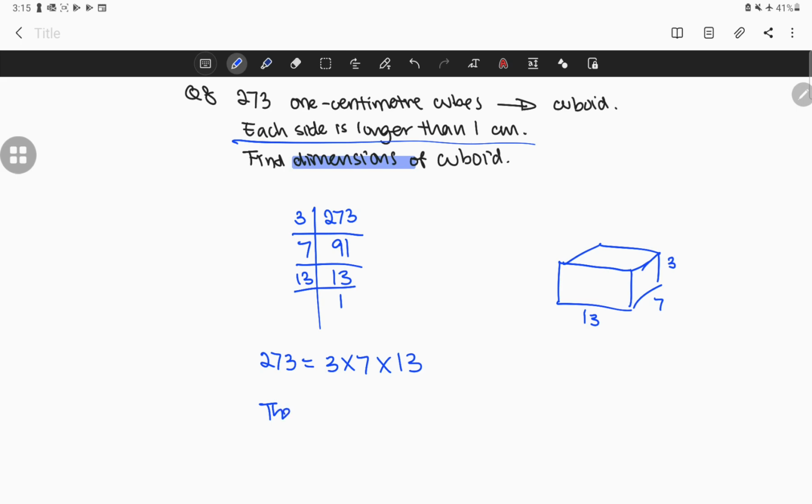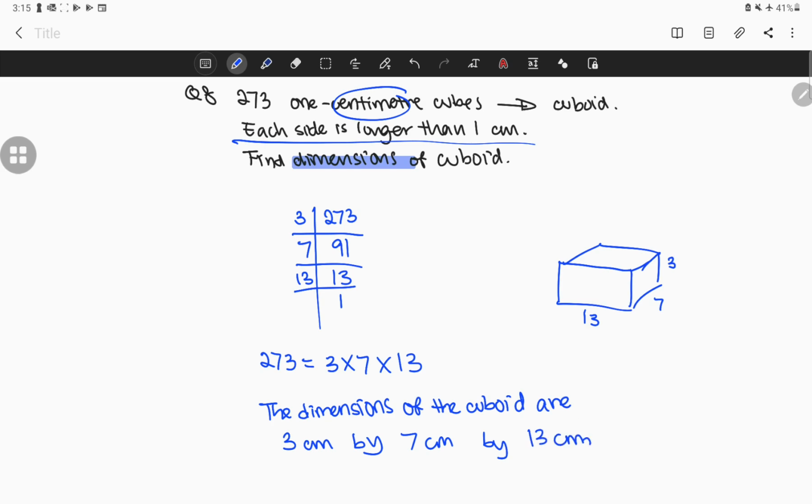Okay, we need to say the dimensions of the cuboid are 3 centimeters. Remember it's centimeters over here. 3 centimeters by 7 centimeters by 13 centimeters. So this is the statement that all of you should have. A lot of you didn't write this. So you need to have this statement here. Basically, you need to focus on 3 cm by 7 cm by 13 cm.